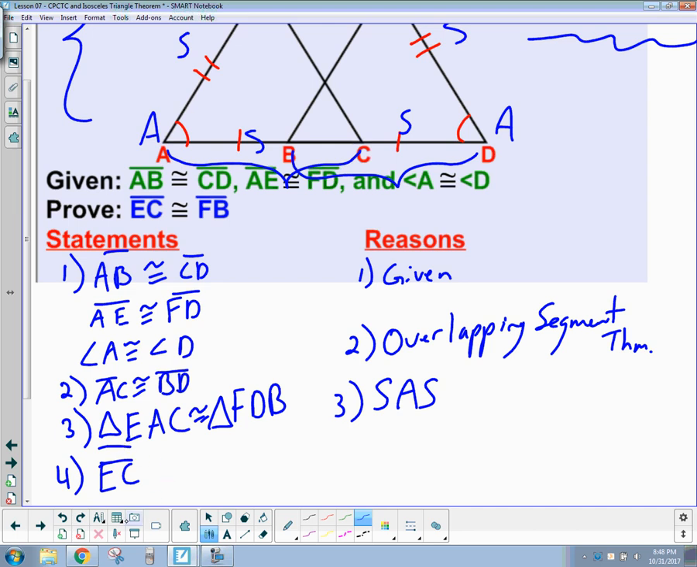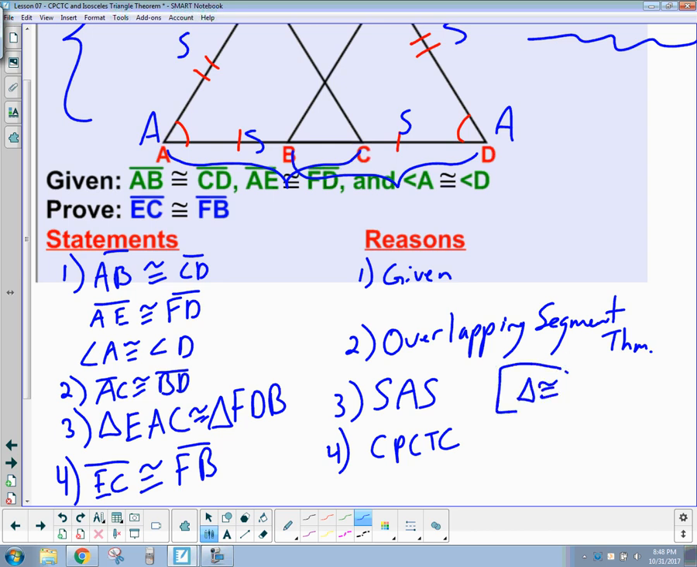For EC, because remember the last statement will always be the proof, typically, and CPCTC. Remember, CPCTC comes after you prove triangles are congruent, okay? Never before. And it's parts, meaning you're not going to have triangle symbols over here. It's either going to be segments or angles, okay? Let's see what's next.